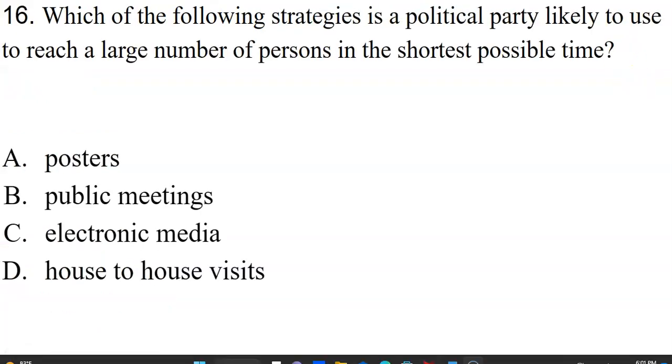Question 16. Which of the following strategies is a political party likely to use to reach a large number of persons in the shortest possible time? And the answer to question 16 is letter C, electronic media. I know you got this one right.